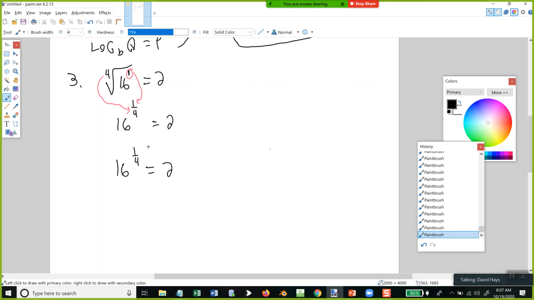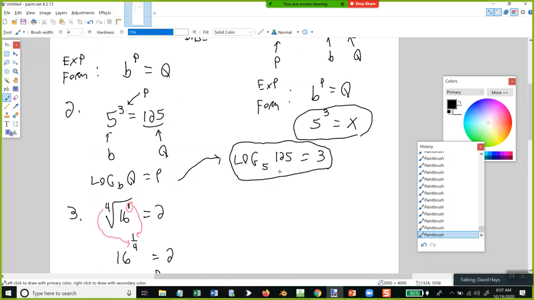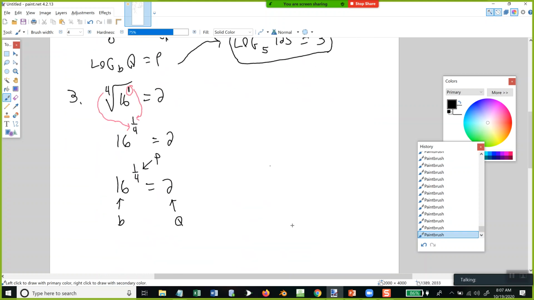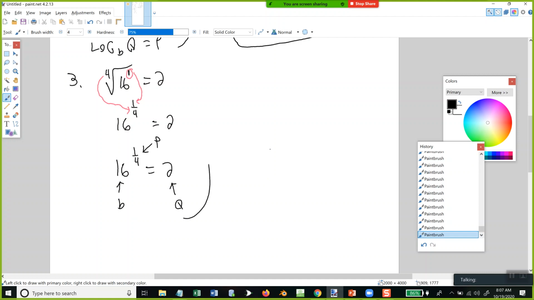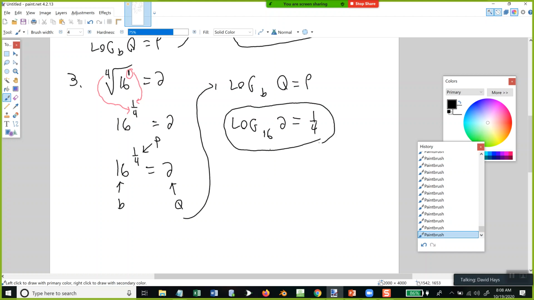And now it is in exponential form. Our form was b to the p is equal to q, so our power is our p. What's immediately to the left of it is our b. The other side is q. And that comes from this exponential form right here. So our log form says log base b of q is equal to p. So we plug in everything we identified. B is 16, q is 2, and p is 1/4. And that's our answer. Any questions on the definition of log and the exponential form?